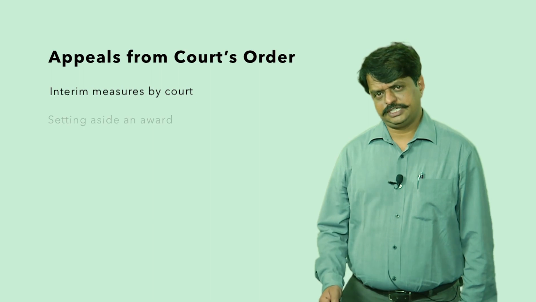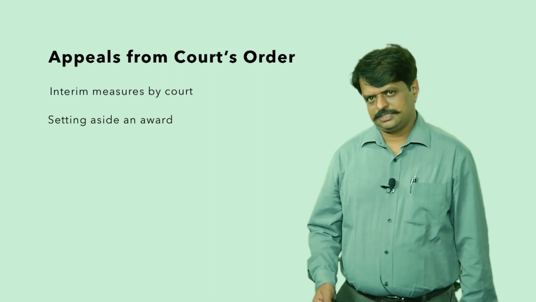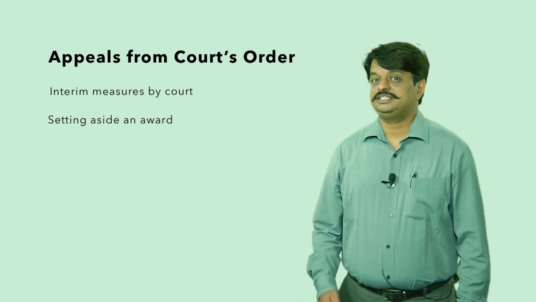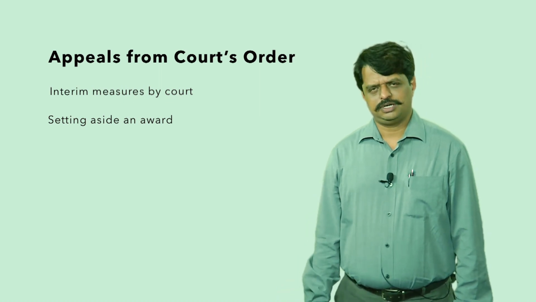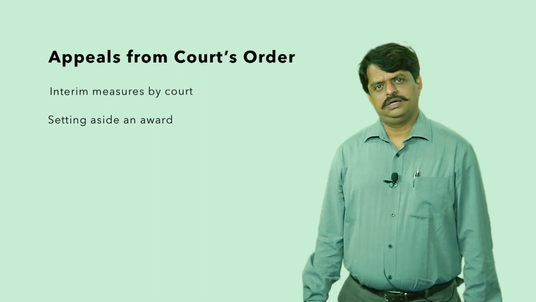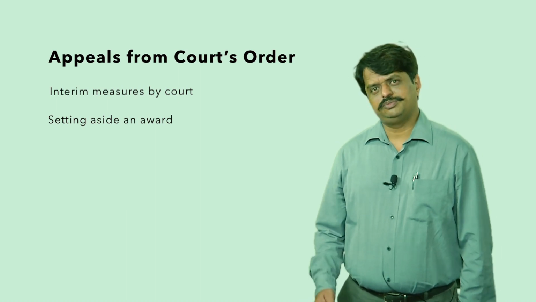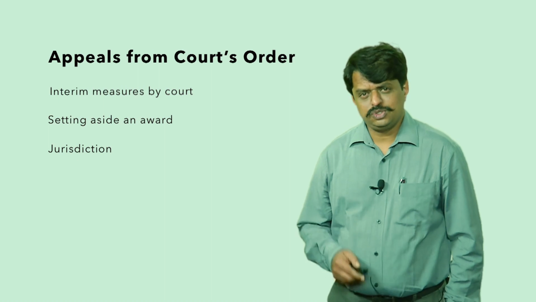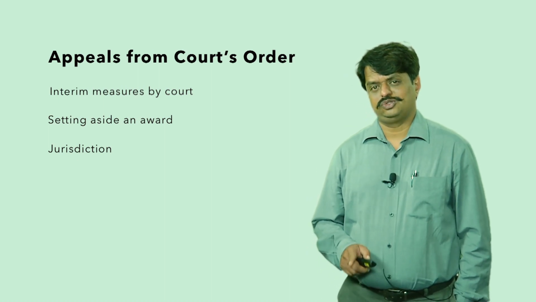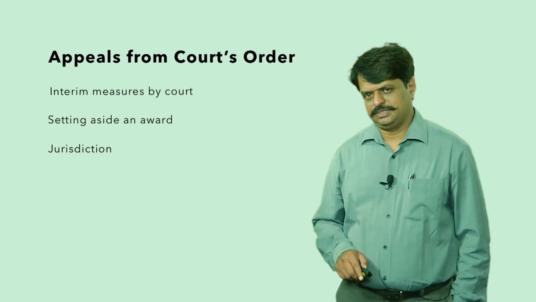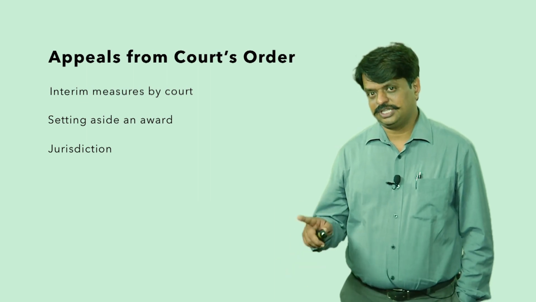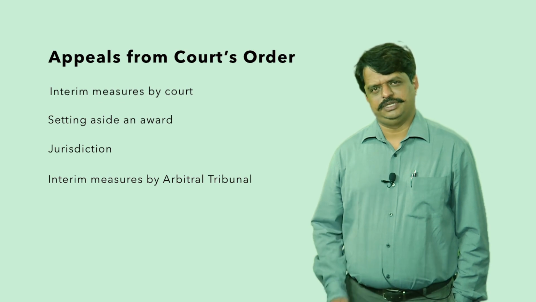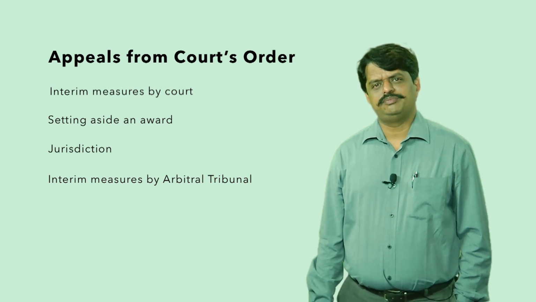If the application for setting aside is made and the award is set aside, you can go in appeal and request the court to relook into the decision. And if the application is made and it is rejected, then also you can go for a relook into the decision. There are certain decisions of the arbitral tribunal which could be appealed, like jurisdictional issues. If the arbitral tribunal decides that it has no jurisdiction, please remember, only that matter is appealable. If it says it has jurisdiction, it is non-appealable. Interim measures taken by the arbitral tribunal are appealable. So, these are the provisions in which appeals could be made.